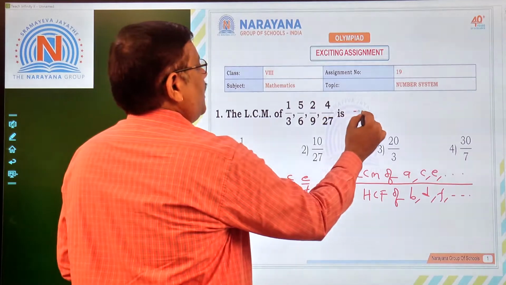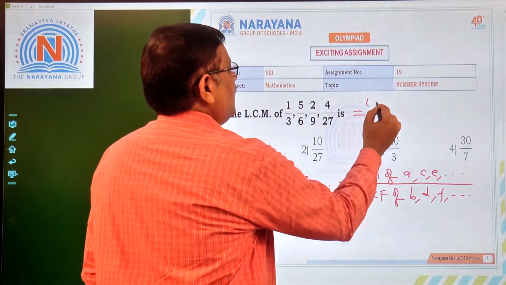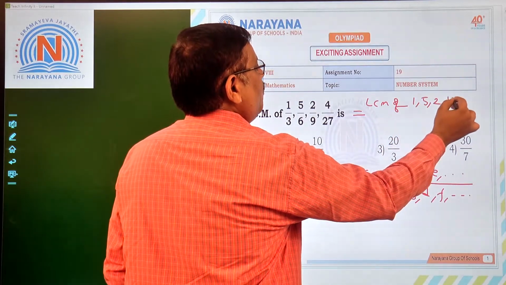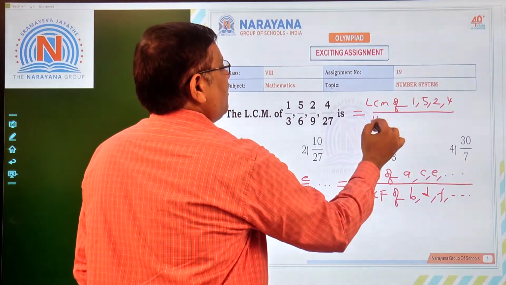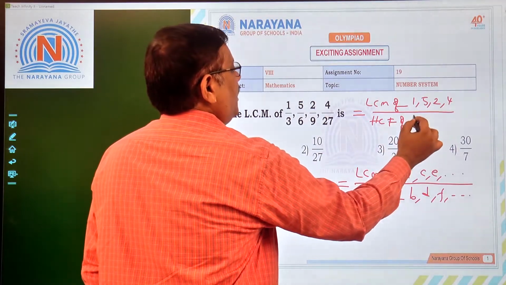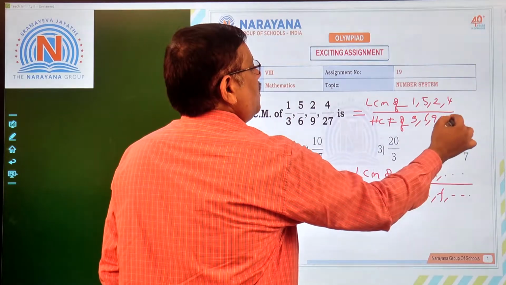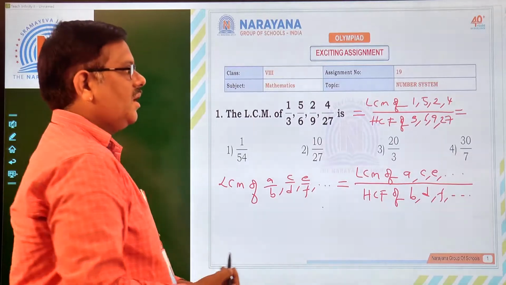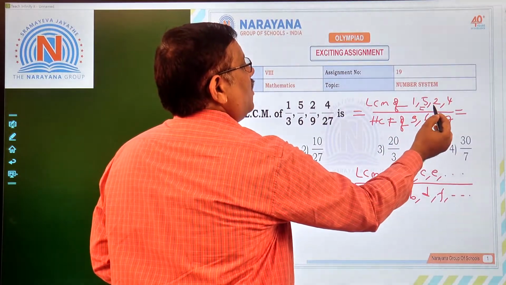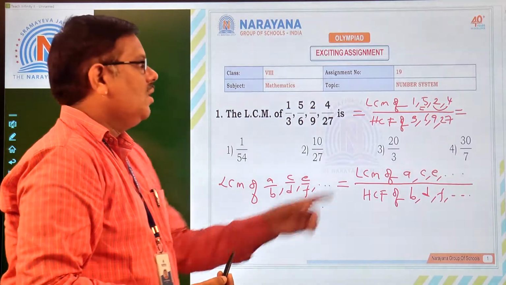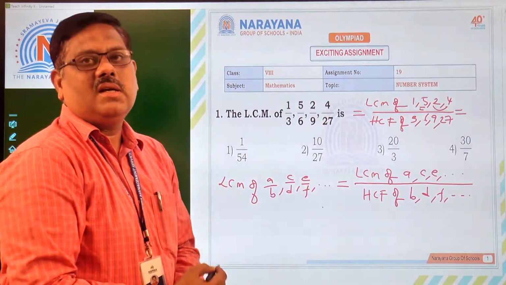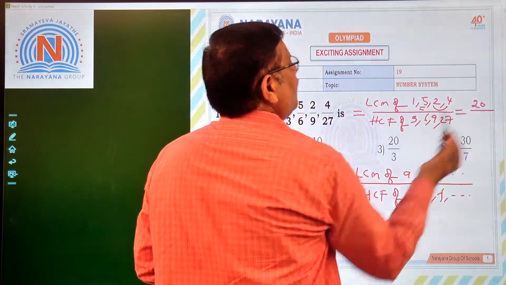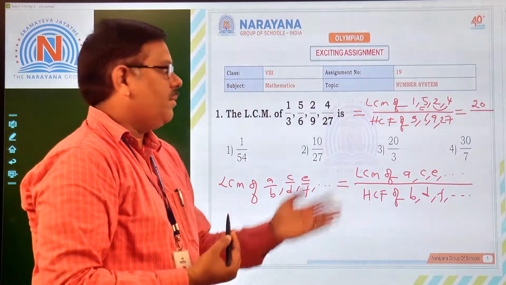In this question, if you see, LCM of the given fractions is LCM of numerators. What are they? 1, 5, 2, 4. Upon HCF of denominators. What are they? 3, 6, 9, 27. LCM of 1, 5, 2, 4. In this case, 5 is a prime number, 2 is a factor of 4. So, product of 5 and 4 itself is the LCM for the given 4 numbers. What is 5 fours are 20. So, 20 is LCM of given numerator part. I mean to say 1, 5, 2, 4.